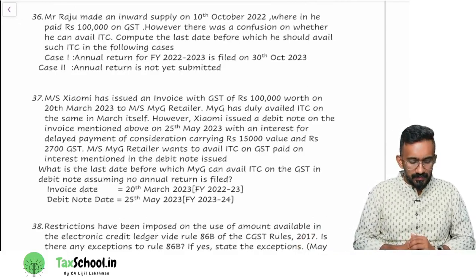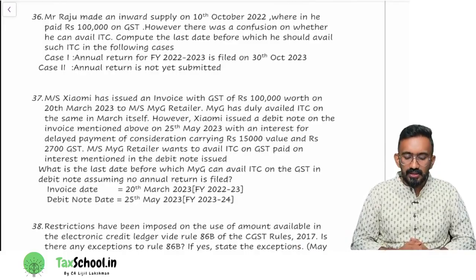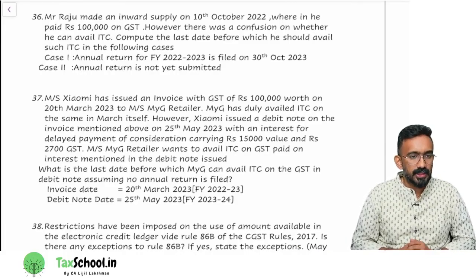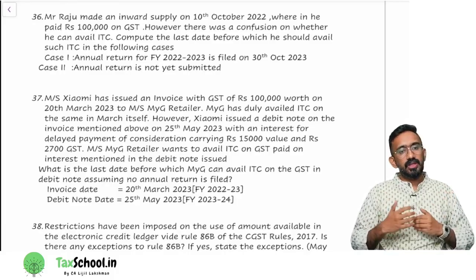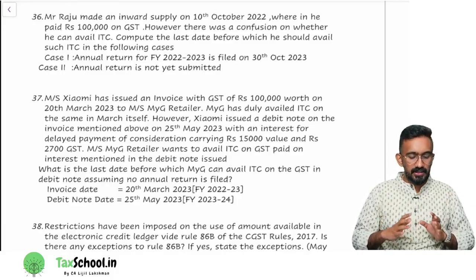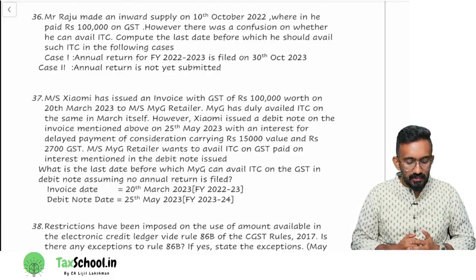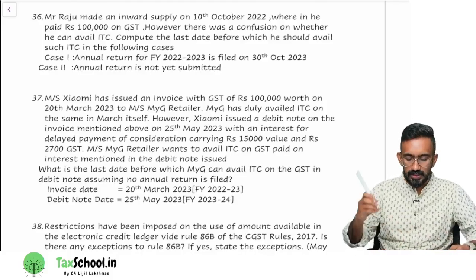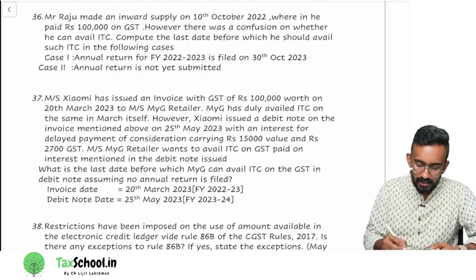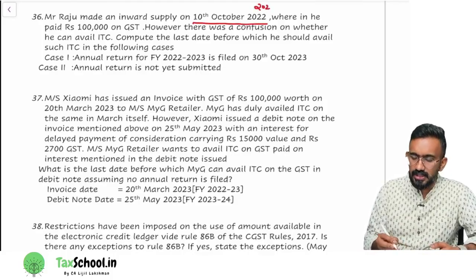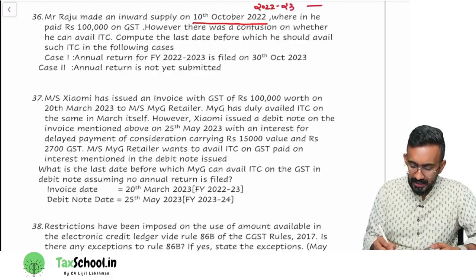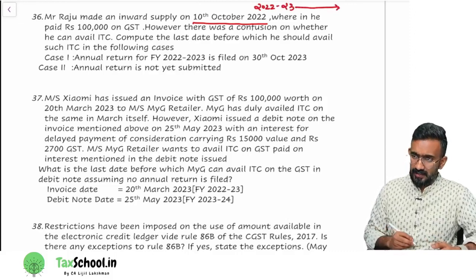Question 36. Mr. Raju made an inward supply on 10th October 2022. Your time limit for all the invoices for a financial year remains the same. First, you should look at which financial year this invoice belongs to. It belongs to financial year... which financial year? Can you type it on the chat box? 22-23.